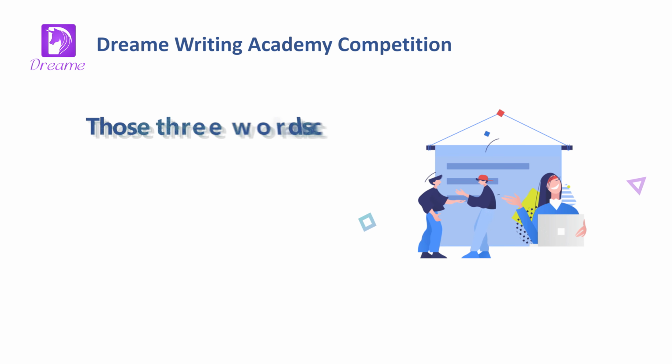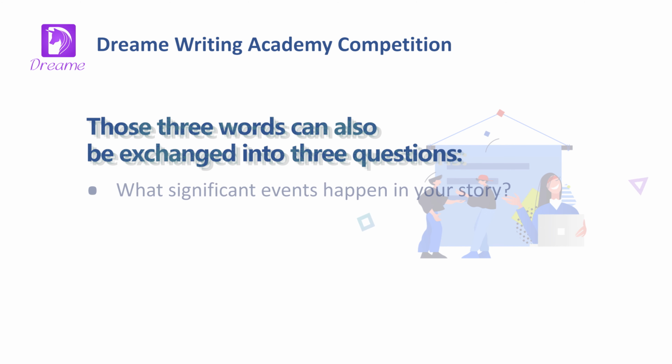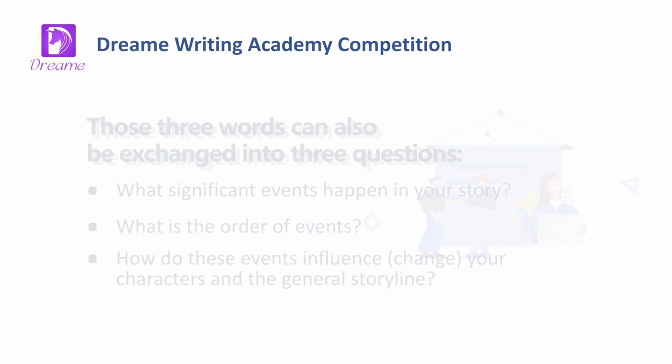Those 3 words can also be turned into 3 questions. Those questions would be, what significant events happen in your story? What is the order of events? And how do these events influence or change your characters and the general storyline? Well, stories consist of one event happening after another. And without events, a story couldn't exist, right?